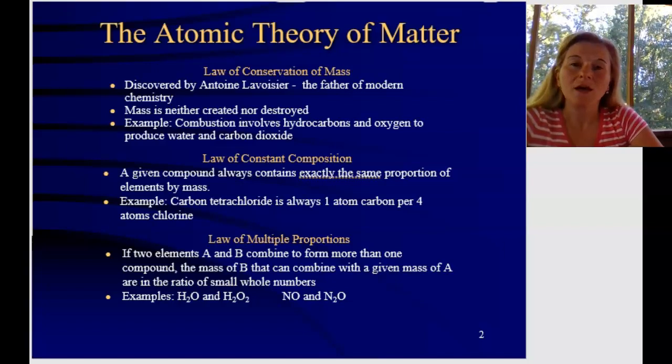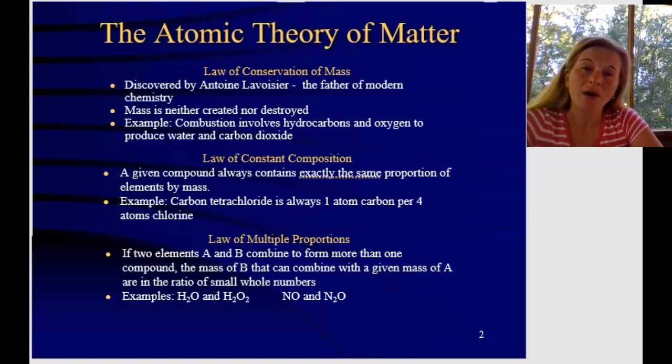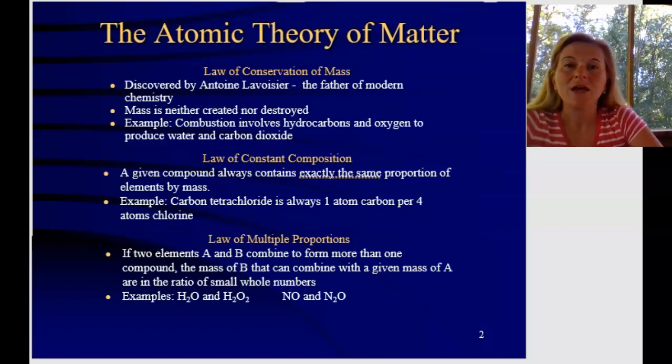We have 3 laws that the atomic theory is based upon. The first one is the law of conservation of mass. You've probably heard of this law in another class, especially if you've taken physics. And that is that matter can neither be created nor destroyed. And so whenever we have a chemical reaction, we are going to take matter, break it apart, and then form it together in a new combination.